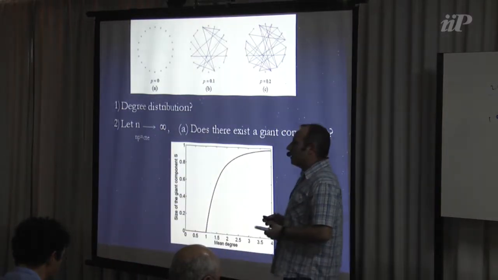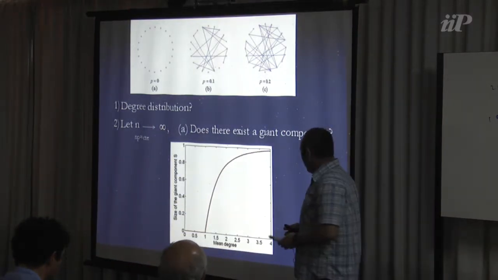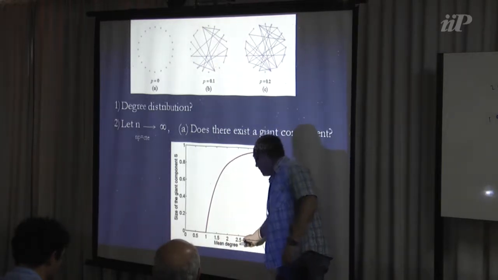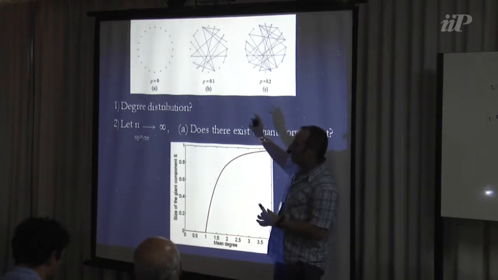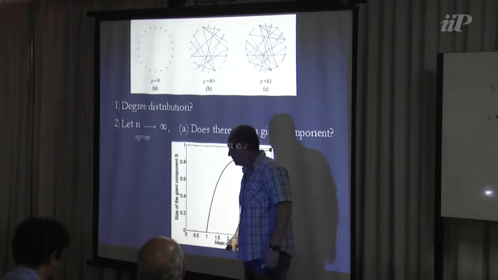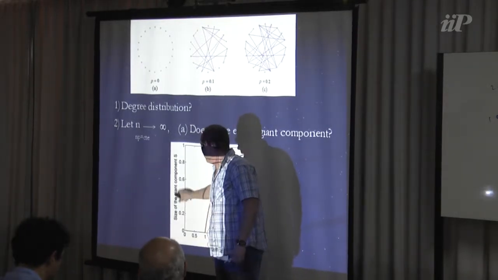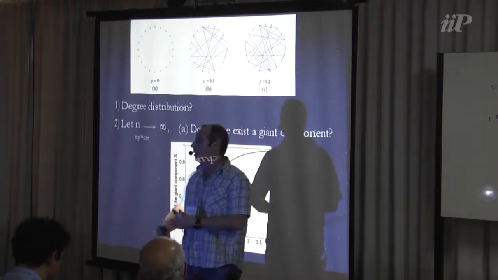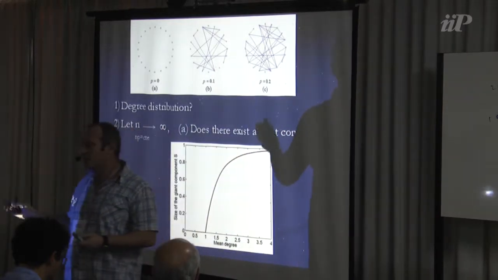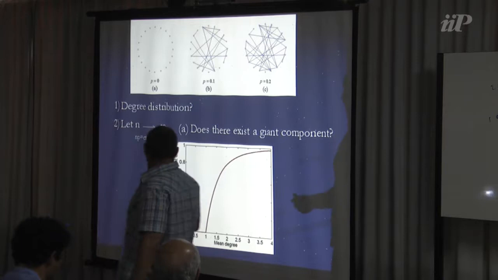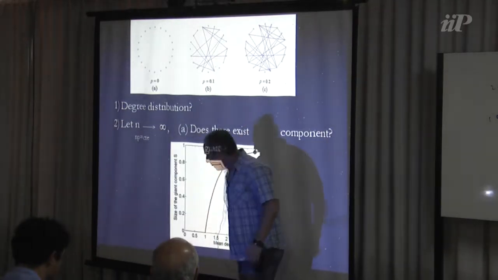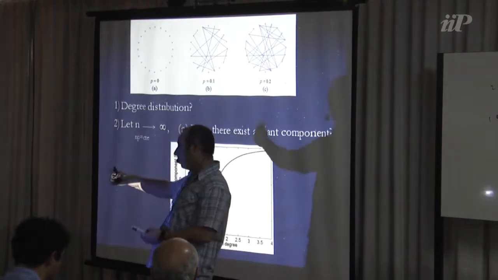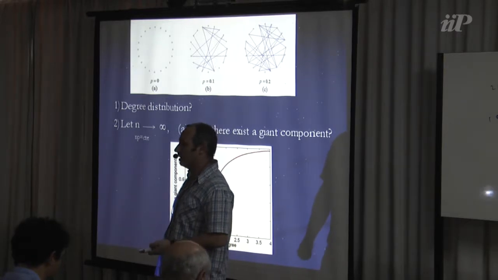And this can be summarized in this way. Okay? Here it says, if you have a p such that the mean degree is lower than 1, the size of the giant component is 0. That means there does not exist any giant component. But if the mean degree is greater than or equal to 1, there will exist one.